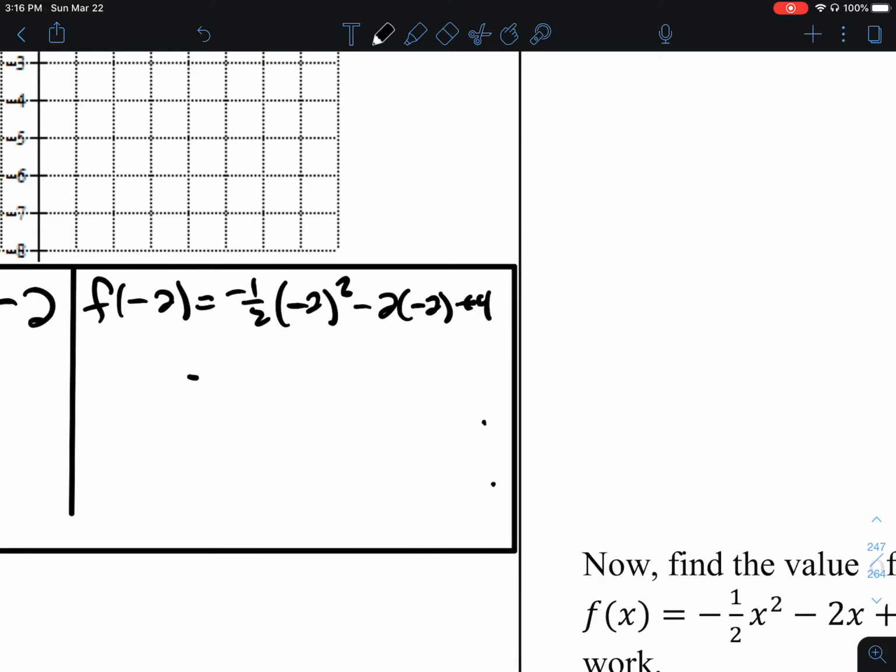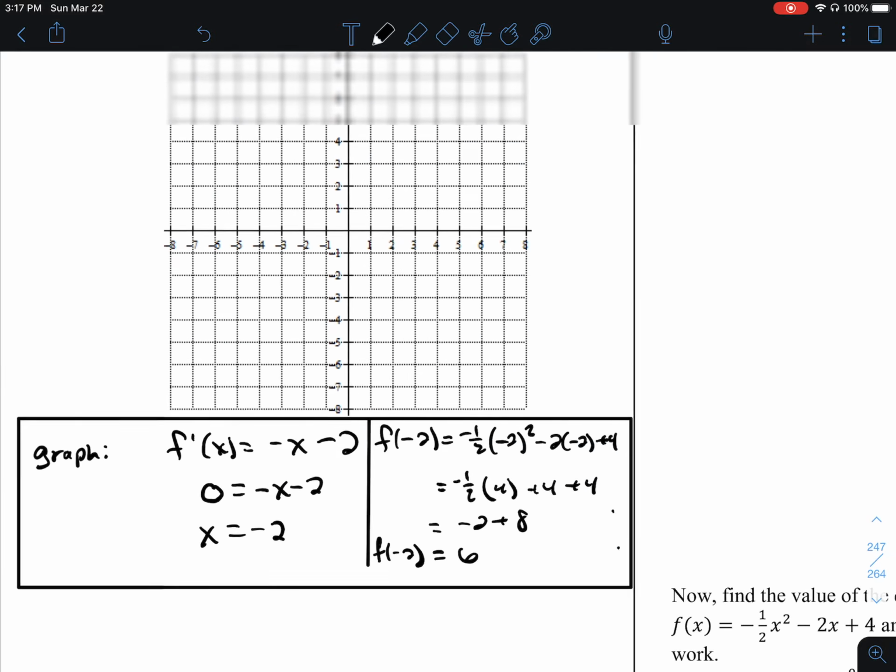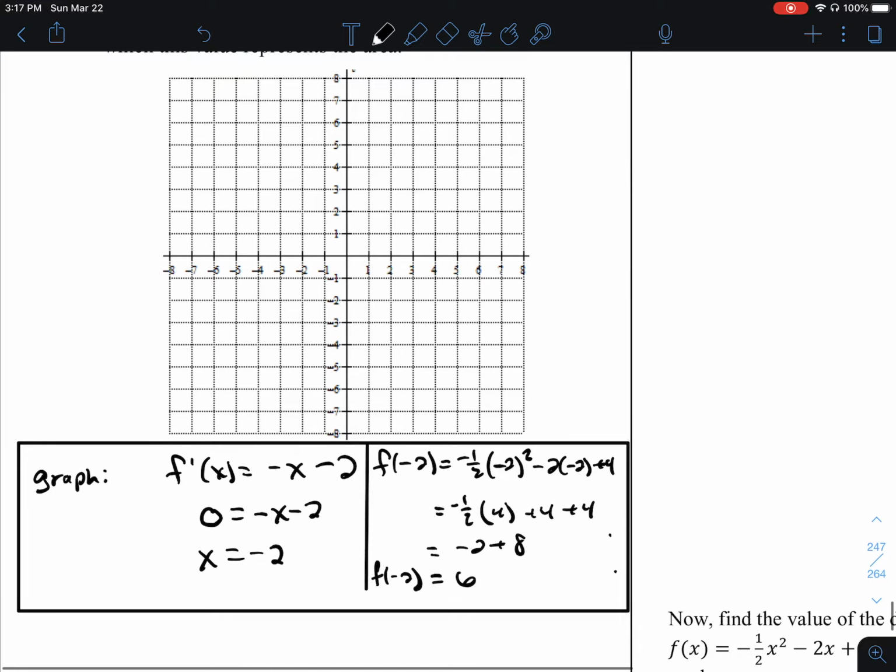Simplifying this, we're going to get -1/2, and -2 squared is 4. A -2 times a -2 is a +4, and we had this other +4. -1/2 times 4 is -2. 4 and 4 is 8. That's going to give us 6. Here's what we know. We know that our vertex is at (-2, 6), which is right here.